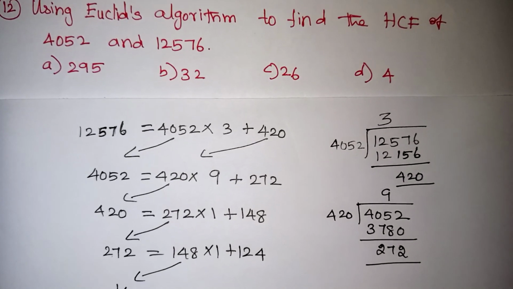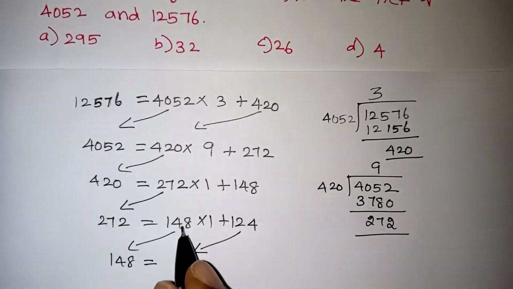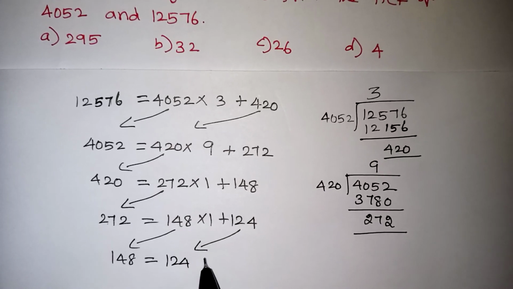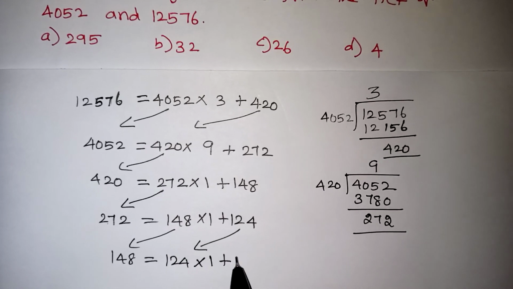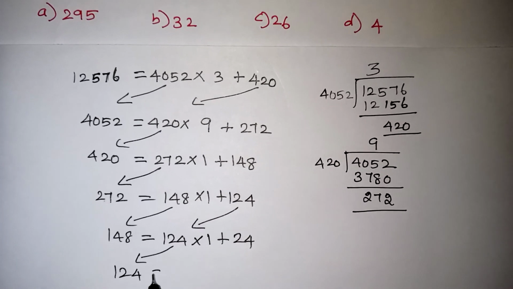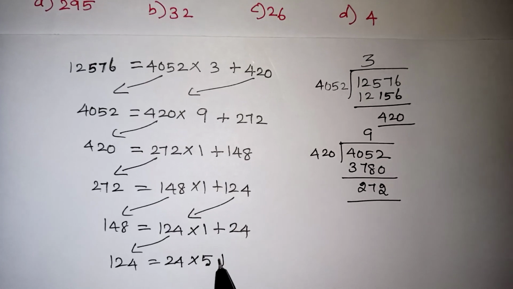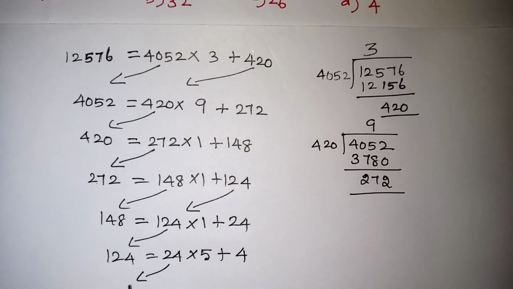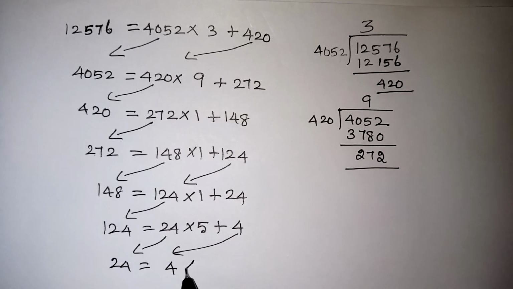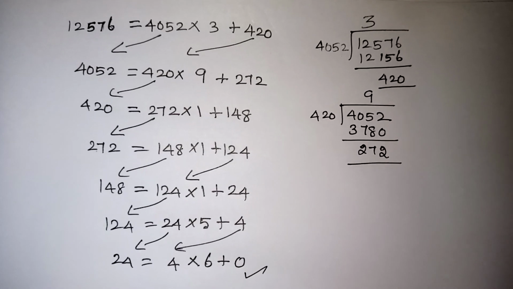Again do the same process until you reach the remainder 0. You have to do the same process by taking the divisor as the dividend and that remainder as the divisor. So 124, again it is one time, plus 24 we are getting. Again you should continue. So 124 is equal to 24 multiplied by 5, which is 120 definitely, plus 4. Again take this 24 is equal to 4 into 6, 4 sixes are 24, plus 0. So we reached the remainder as 0 now.